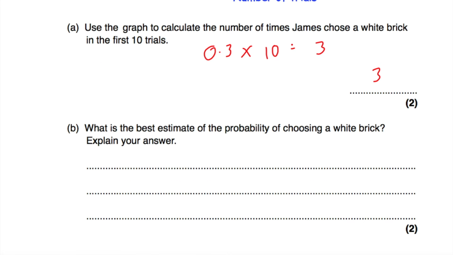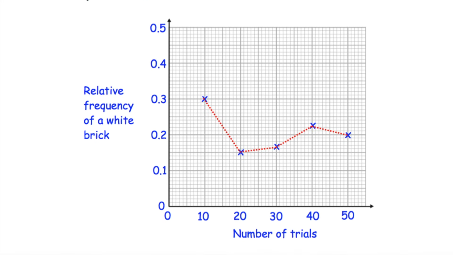And then part B. Part B says, what is the best estimate for the probability of choosing a white brick? So if we want to find the best estimate of the probability of selecting a white brick from the box, what we need to do is just find the relative frequency with the highest number of trials, because it'd be the most reliable result. So it'd be this one here. The relative frequency is 0.2. So that means that our best guess for the probability of selecting a white brick would be 0.2.